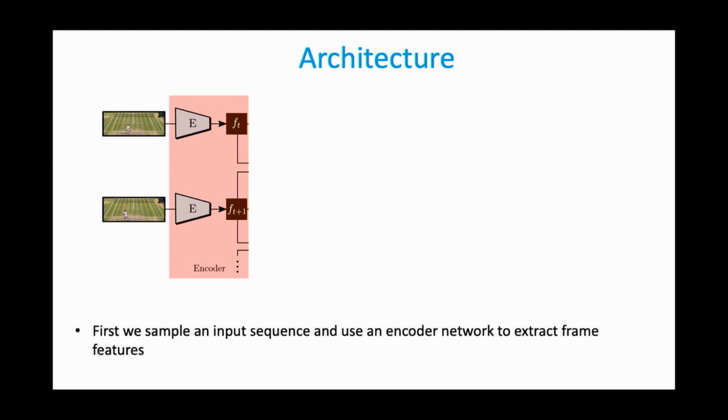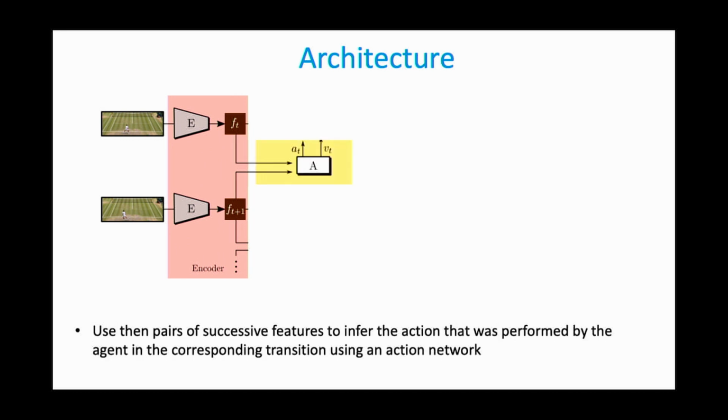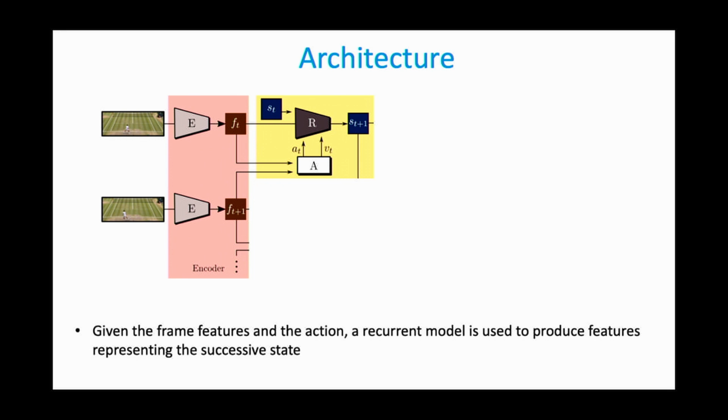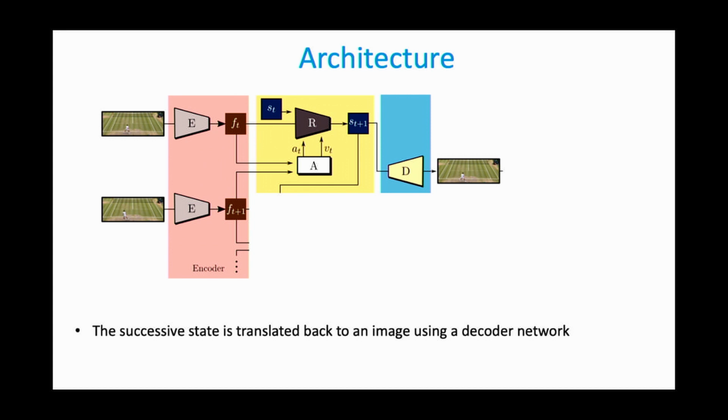Yeah, so here a little bit of details. So first of all, we sample the input sequence and use this encoder network to extract the frame features. Then we use pairs of successive features to infer the action that was performed by the agent using this action network. We'll give you details in the next slides. And then given the frame feature and the action, you are just training this recurrent model to produce features represented as successive states. Okay? And then this successive state is translated back into the image using a decoder network.